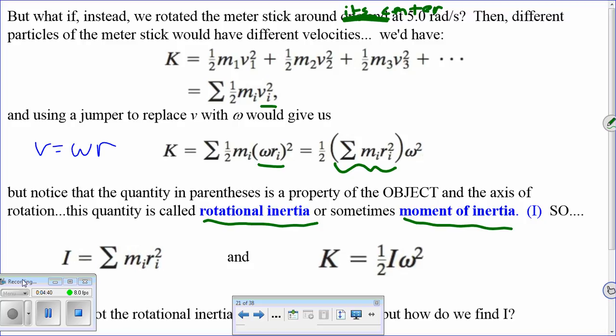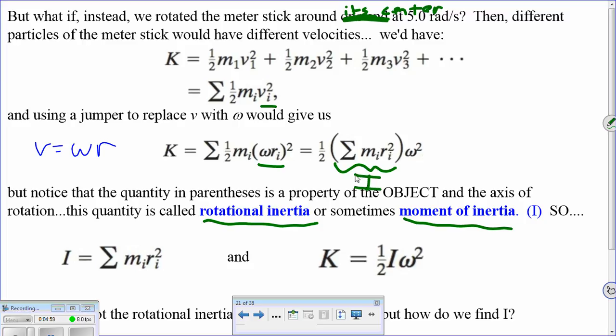So to calculate the rotational inertia of an object, and I'm going to say this a little silly, you simply sum up all of the masses that make up the object and multiply it by the radius squared. Okay? And then what that means is our kinetic energy is 1/2 of this I times omega squared.